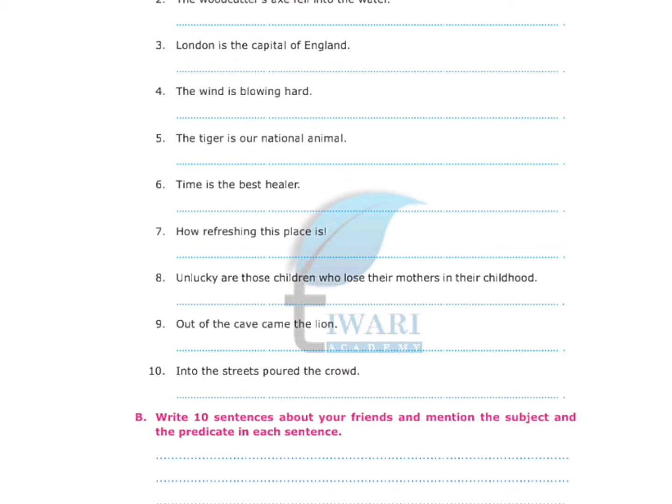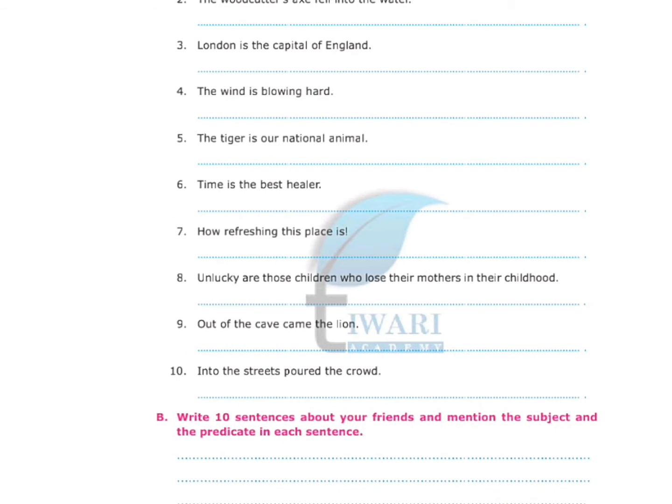So London is the capital of England. So London is the subject and is the capital of England is the predicate. Okay. The wind is a subject, is blowing hard is a predicate. The tiger is the subject, is a national animal is a predicate. Time is the subject, is the best healer, predicate.